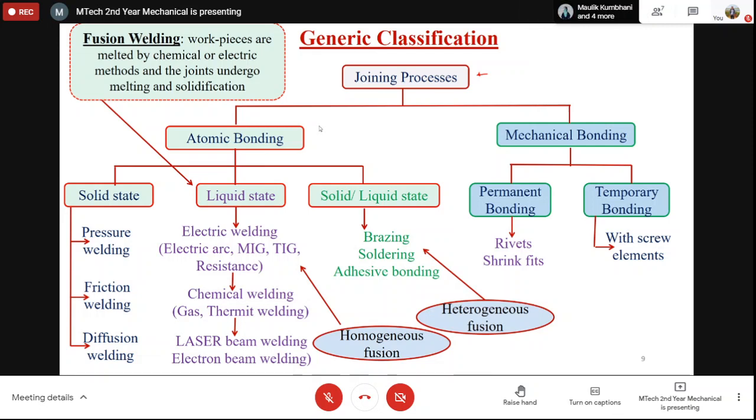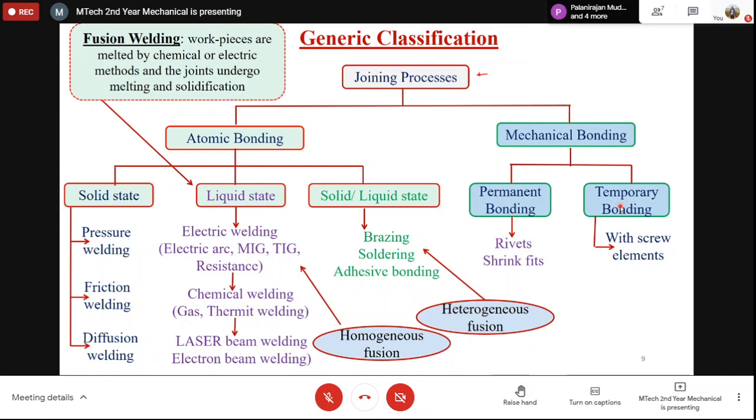In mechanical bonding, if you look at the slides, we can have either permanent bonding or temporary bonding. If you are using nuts and bolts or screws and nuts, these types of bonding are temporary. It means if you want to open the joint, you just have to unscrew. You need not break the bond.